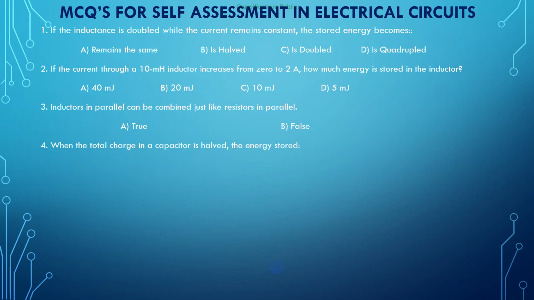Next. When the total charge in a capacitor is halved, the energy stored is, not capacitor, half CV square. But what is the question asking? The charge. But in the energy equation, what is there? Half CV square. C is the capacitance, V is the voltage. There is no charge in that, right? So what do we have to do?